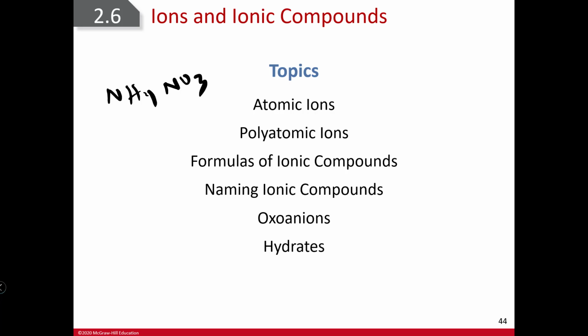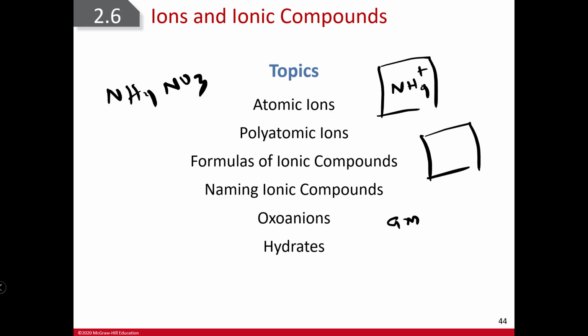So on one side of the flashcard, you're going to put NH4 positive. It's called a polyatomic ion. And on the other side, you're going to put the name of it, which is, I don't have enough space here, ammonium ion. Ammonium, not ammonia, ammonium ion. All right? There's no getting around this. You have to do it.